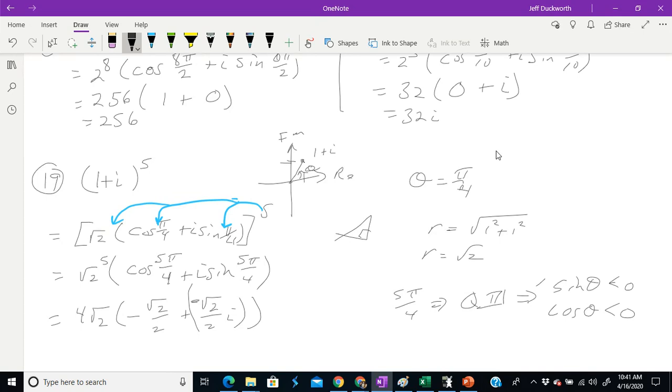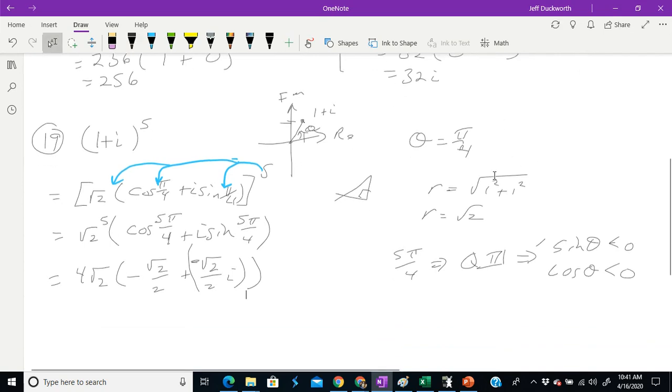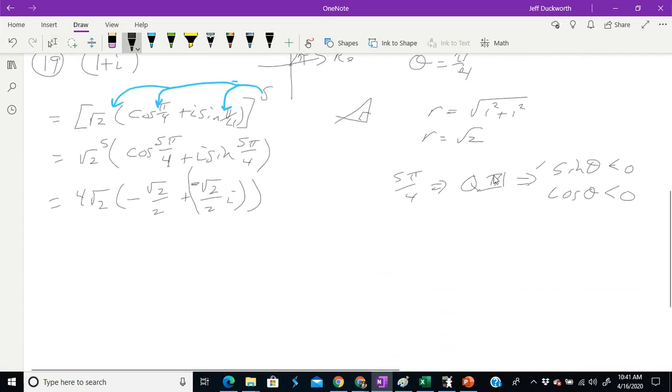Okay, so now we can distribute the 4 root 2. Let me scroll down a little bit. All right, so the root 2 multiplied by the root 2 gives us 2, which cancels out the 2 below. So we're looking at 4, or -4 because of the negative we're multiplying by, and then another negative, so minus 4i. So that is 1 plus i to the 5th power. And this is the general process. Again, number 19 was a little bit more involved, but not too terrible. And I'll show you the square root in the next video.